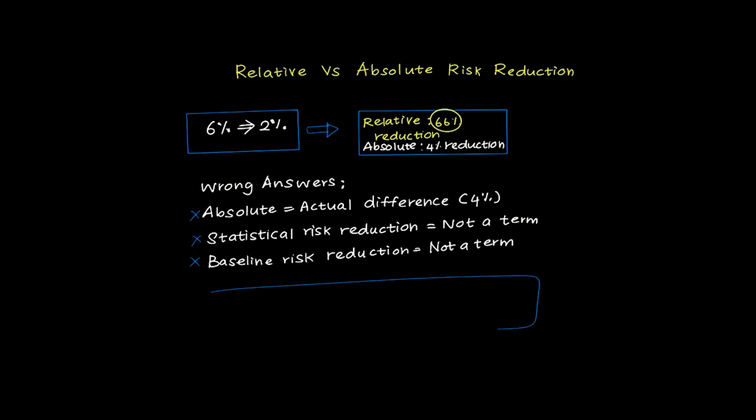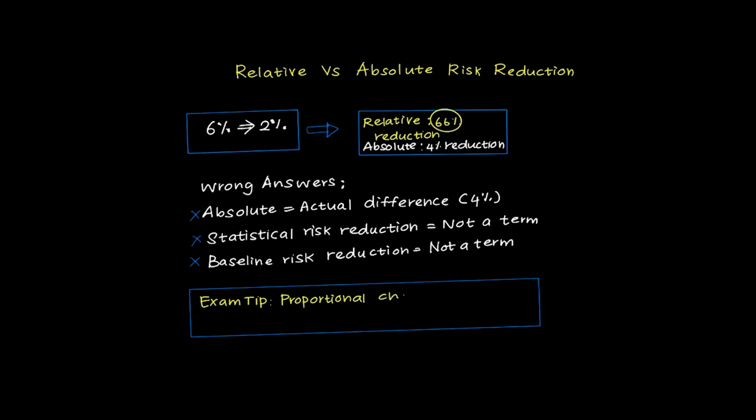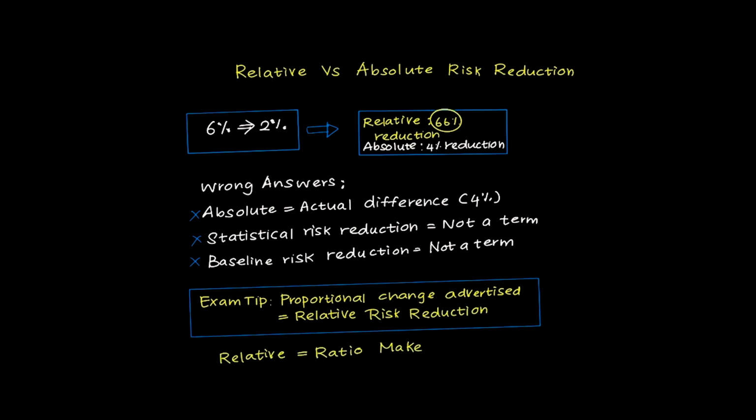Here's a WGU D265 OA exam tip for you. When a percentage reduction is calculated as a proportion of the original rate, that's relative risk reduction, and it can make small differences look huge. Quick recall hook: relative equals ratio, makes it look big.